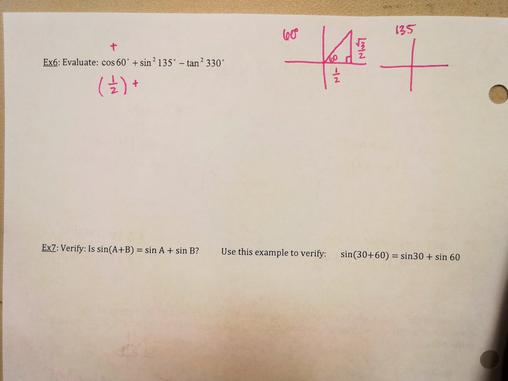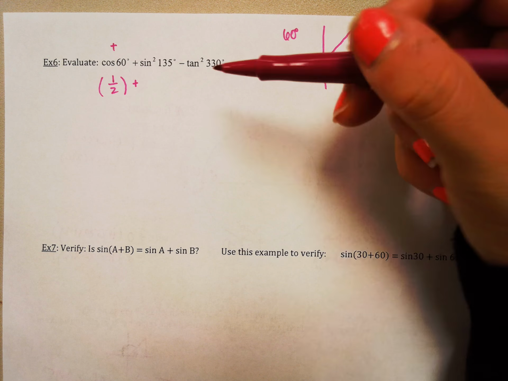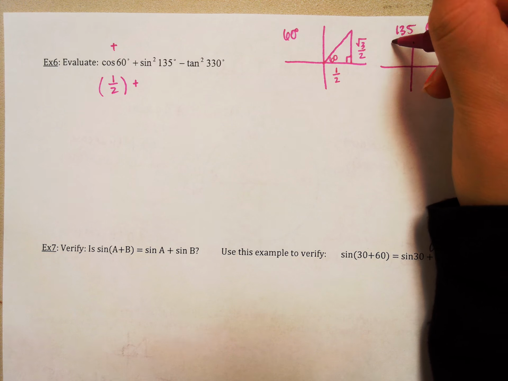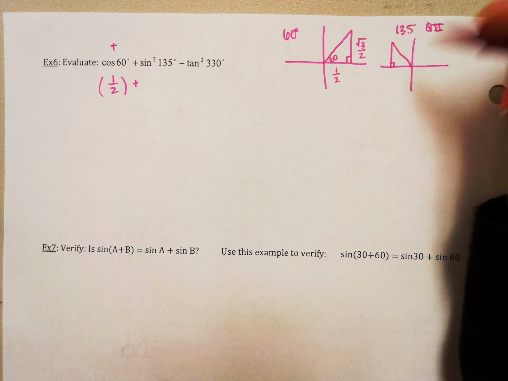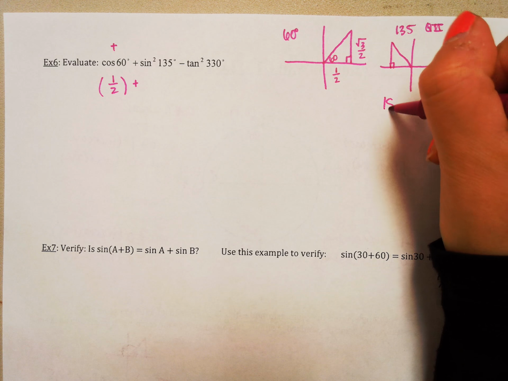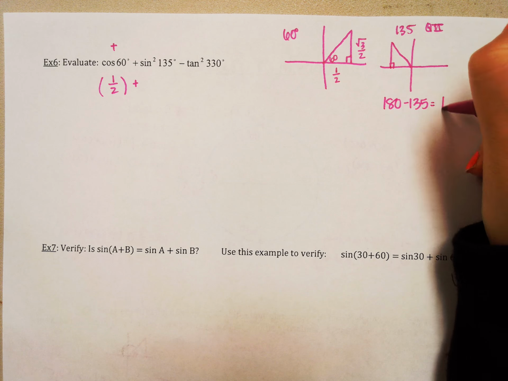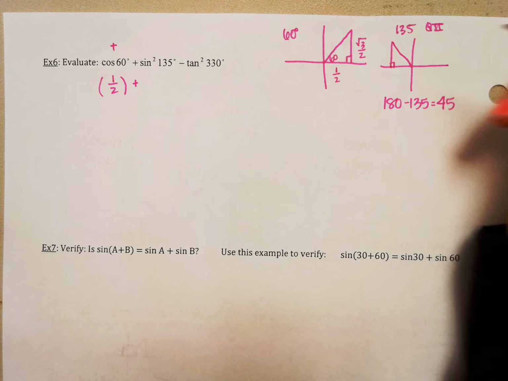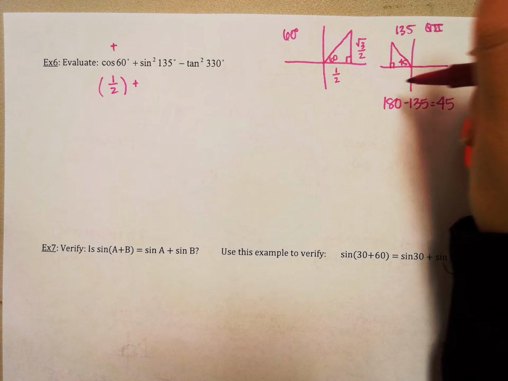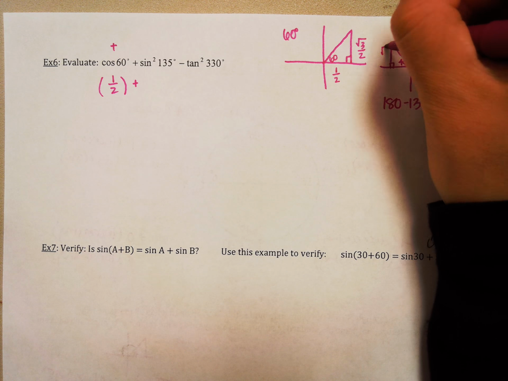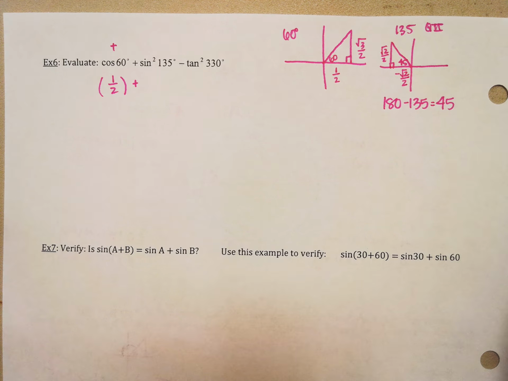My 135-degree angle is going to be in quadrant 2. My sine value is going to be positive there. So here's my reference triangle. I need to come up with my reference angle. So in quadrant 2, I'm going to do 180 minus 135, and that gives me a 45-degree reference angle. So that's here in the corner. Since that's a 45-degree angle, I've got an isosceles triangle, which means I'm dealing with √2/2 and √2/2. And again, don't forget your negatives.